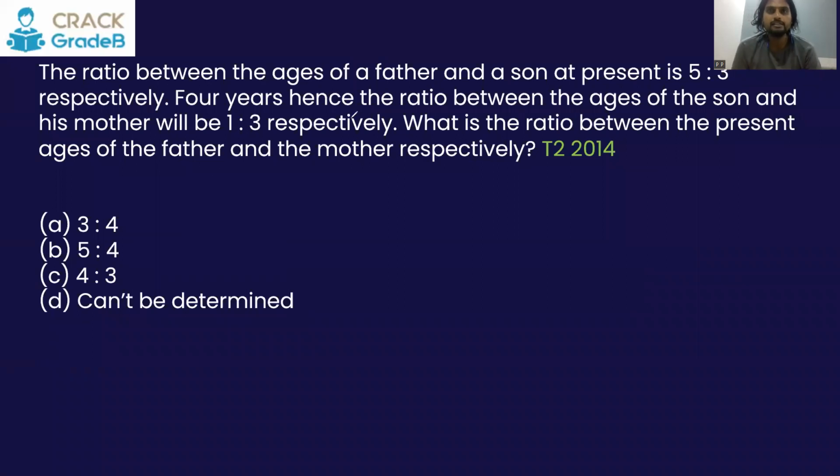Ratio between ages of father and son at present is 5:3. 4 years hence, the respective ratio of ages of son and his mother will be 1:3. What is the ratio between the present age of father and mother? So there are only two ratios given, 3 people involved. So let's see if we can have multiple answers. If multiple answers are there, that means the answer will be cannot be determined.